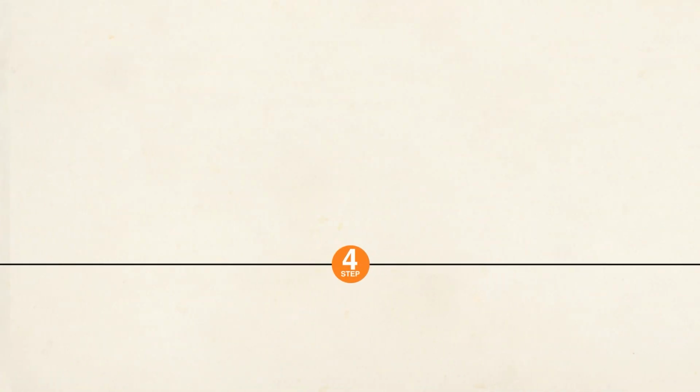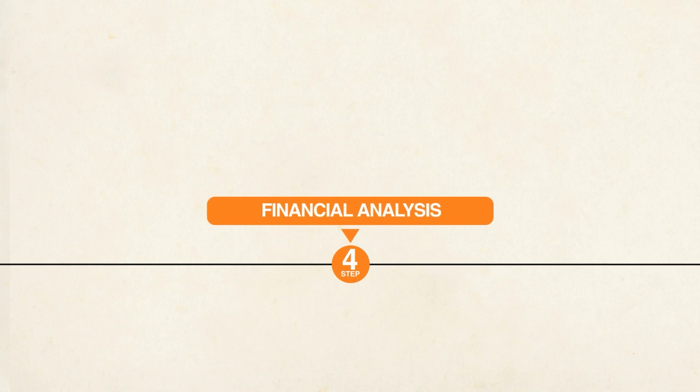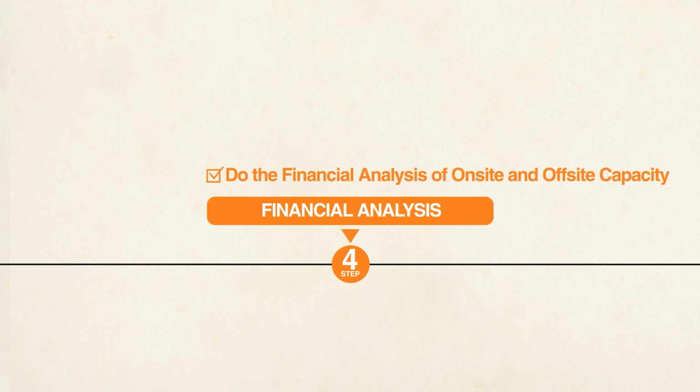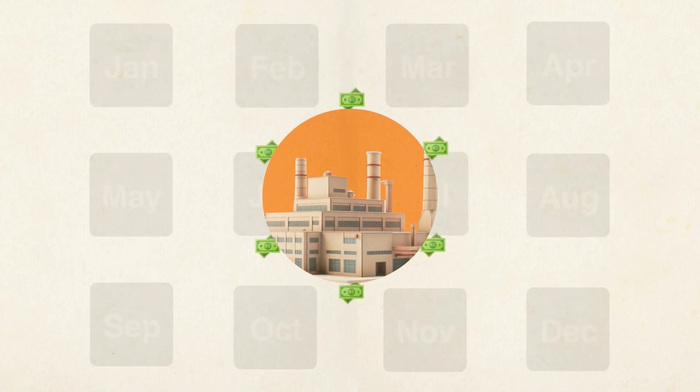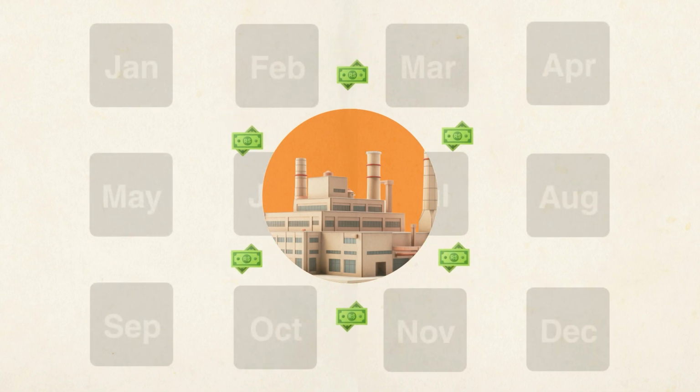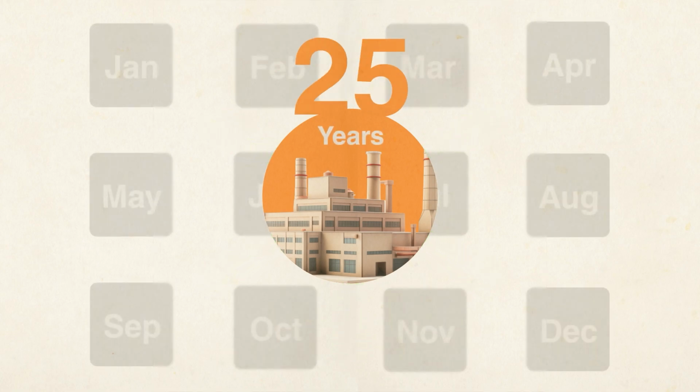Once you have done this, go to step number 4. Step number 4 is to do the financial analysis. Now do the financial analysis of the on-site and off-site capacity that you have come up with. While you are doing the financial analysis, what you have to do is calculate the cash outflow month by month and the cash inflow month by month over the next 25 years.